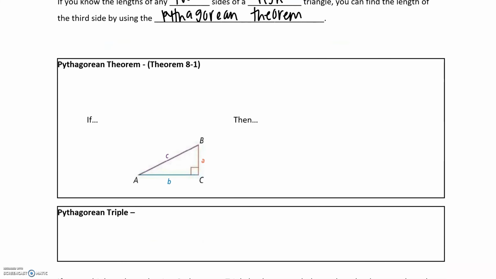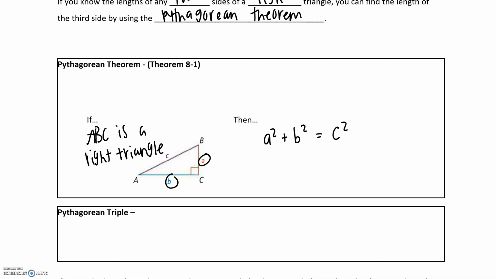It's super simple. So our Pythagorean theorem says if we have ABC is a right triangle, then A squared plus B squared equals C squared. And our A and B are both the legs of the triangle, and our C is going to be the hypotenuse of our triangle.